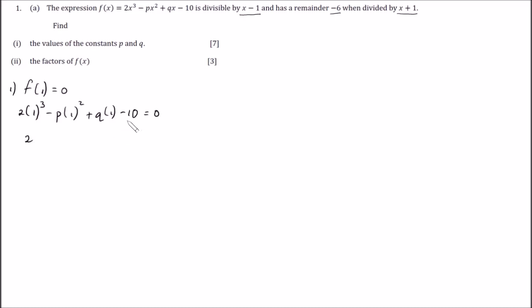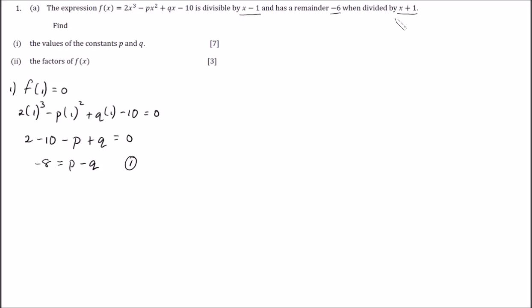Let's put my constants together. So 2 − 10 − p + q = 0. So I'm going to get −8 = p − q, adding p to both sides and subtracting q from both sides. So this is going to be my equation 1. Now since I'm trying to find two unknowns, p and q, I am going to be solving a pair of simultaneous equations. So I have my first equation, and for my second equation, I'm going to use the remainder theorem.